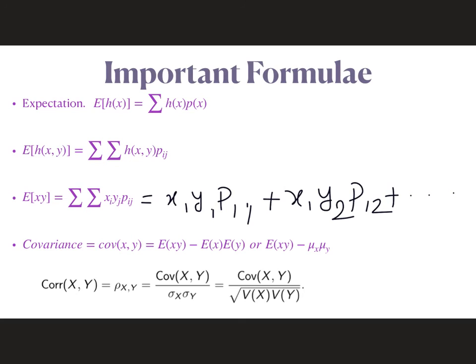Then covariance is defined by expectation of xy minus expectation of x into expectation of y. You can also say expectation of xy is mean x into mean y, because the mean of x is equal to expectation of x, and the mean of y is equal to expectation of y. Then finally, the correlation of x and y is defined by rho. It is the covariance divided by the standard deviations. You know how to find the standard deviation: it is the square root of variance.